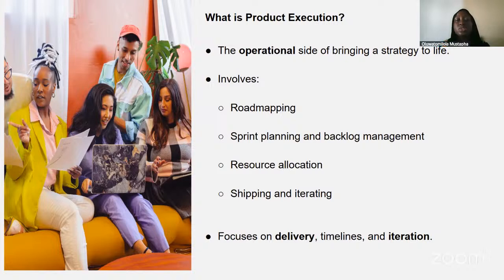So product execution just basically involves four steps. That's road mapping, like I mentioned earlier. When you are strategizing, when you are planning around a product, you need to be able to envision what that product is going to do, what you want to achieve with that product.